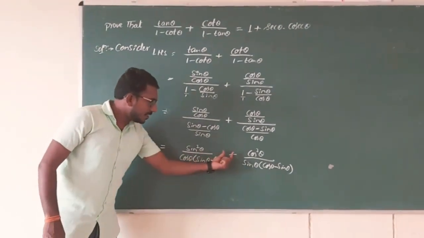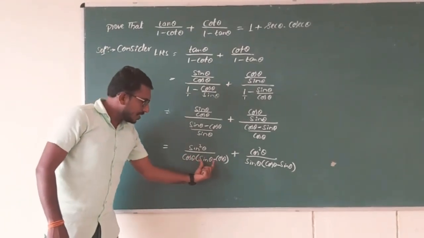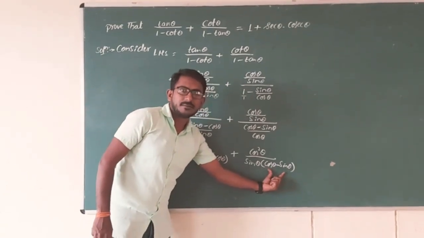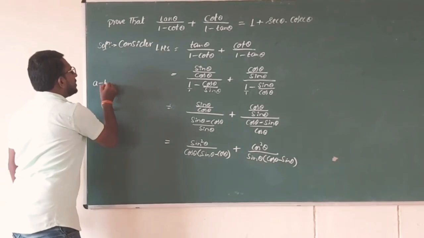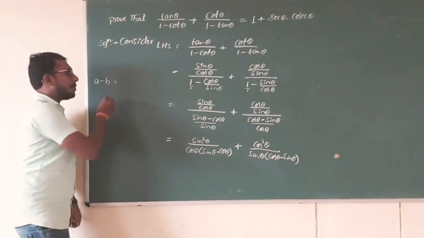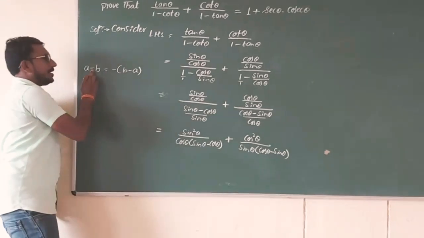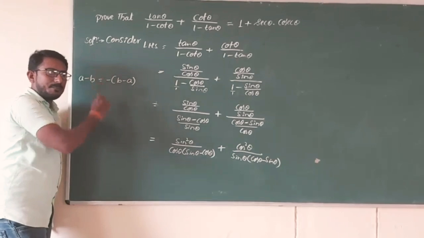Here you can see there is a ratio. Again I will go for the LCM. Here sin theta minus cos theta is there. Here cos theta minus sin theta is there, isn't it? So already we know that a minus b we can write as minus of b minus a, by taking minus as common. That means by taking minus outside, we can write a minus b as minus of b minus a.